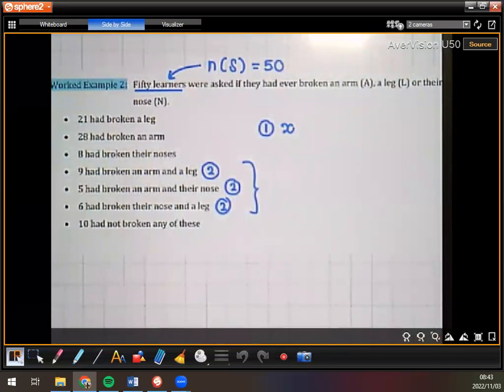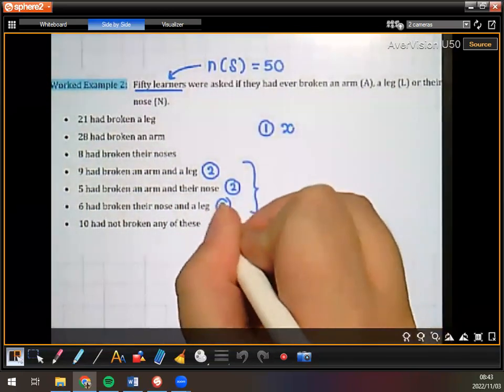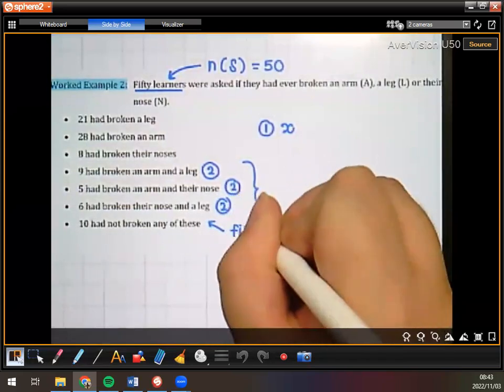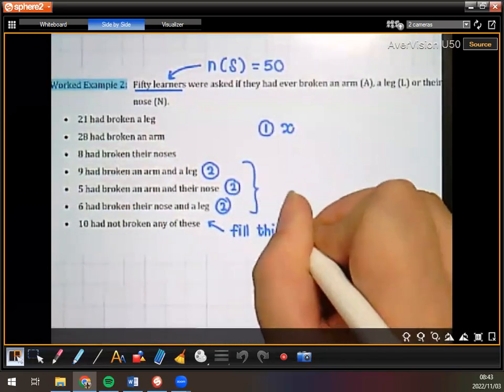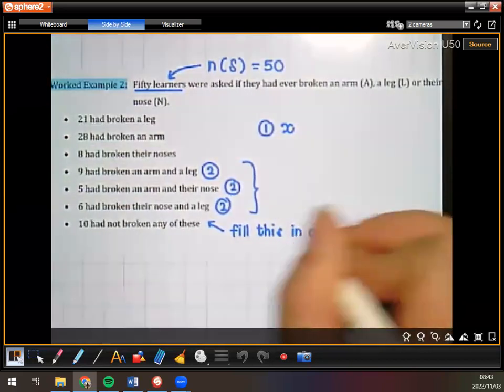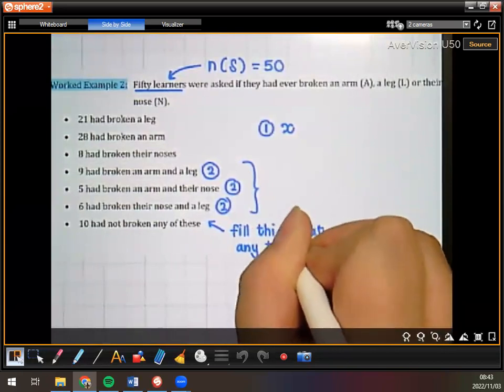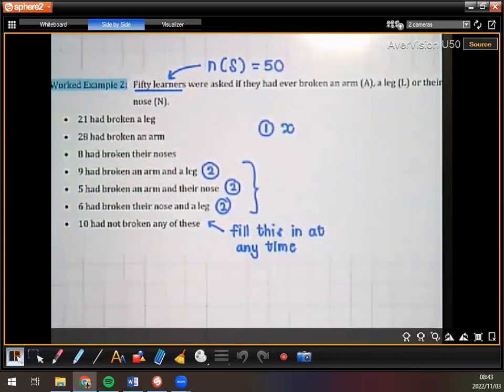Now that bottom one we can pull in at any time, right? Because we're just saying that they have not broken any of these, so that's going to be outside of the circles. You can pull this in at any time. It doesn't actually have anything to do with the values in the circles, so you can pull that in right at the start, you can pull it in at the end, it doesn't matter.